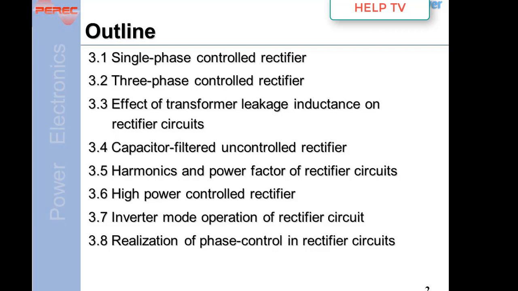3.2 Three-phase controlled rectifier. 3.3 Effect of transformer leakage inductance on rectifier circuits. 3.4 Capacitor-filtered uncontrolled rectifier. 3.5 Harmonics and power factor of rectifier circuits. 3.6 High-power controlled rectifier. 3.7 Inverter mode operation of rectifier circuit. 3.8 Realization of phase control in rectifier circuits.